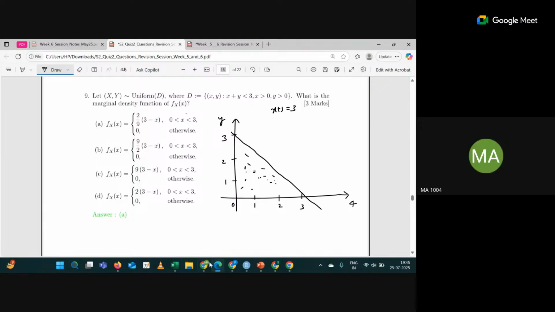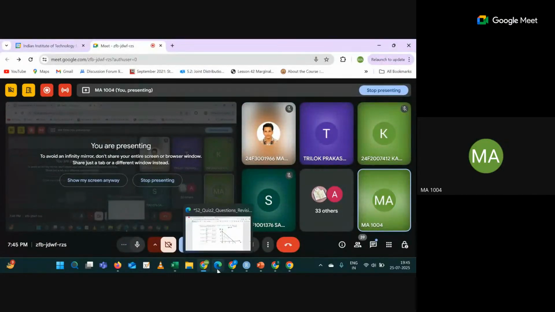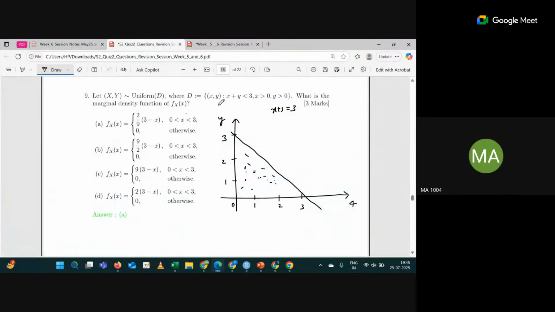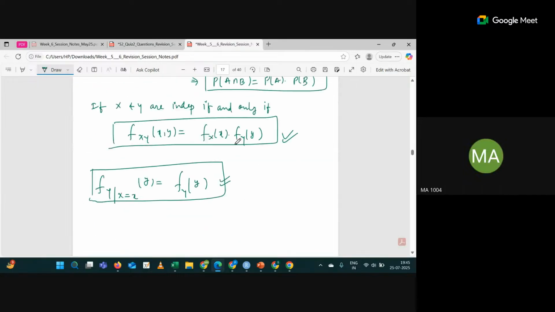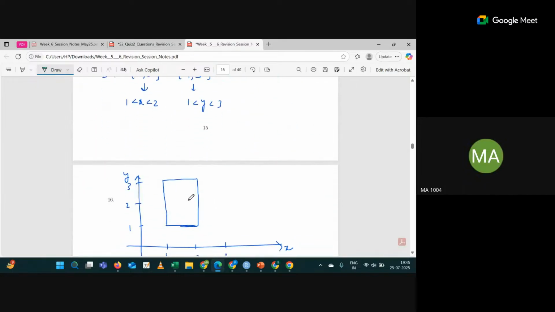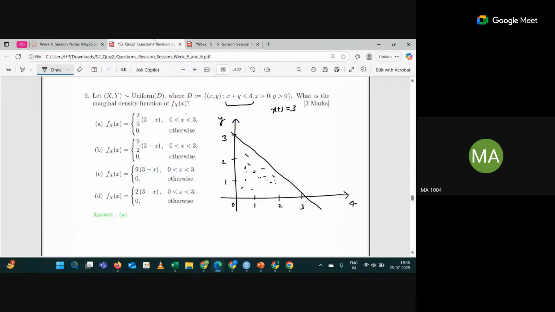Everyone is getting it? Basically, try to draw the region. In this question, I drew the region of this part, where x plus y is less than 3. So this is the line of x plus y equal to 3, and this dotted part, which I'm marking with black dots, is the region x plus y less than 3.